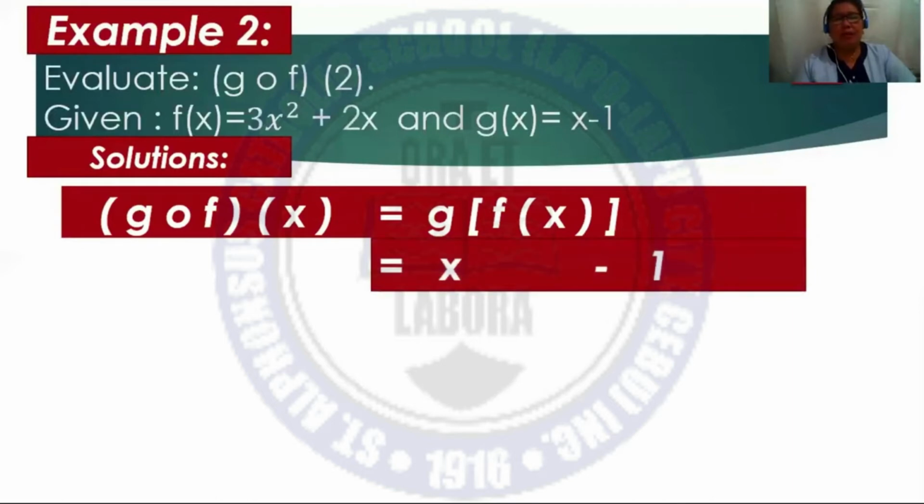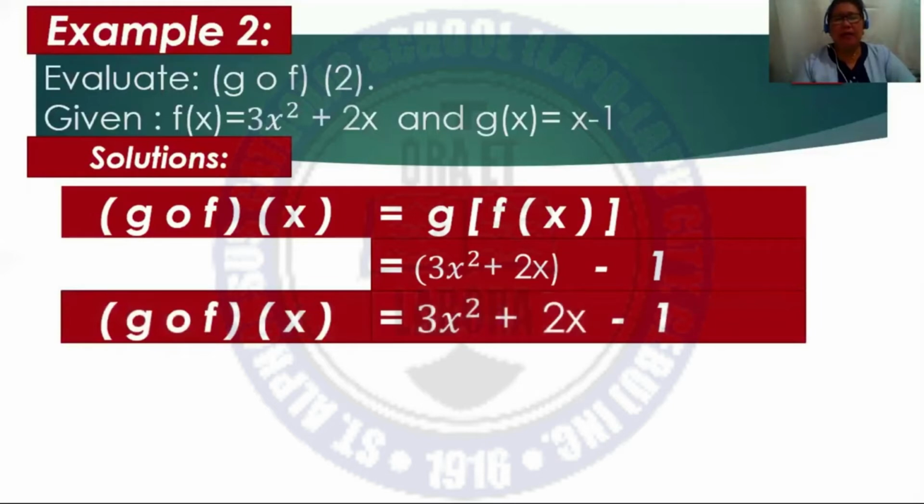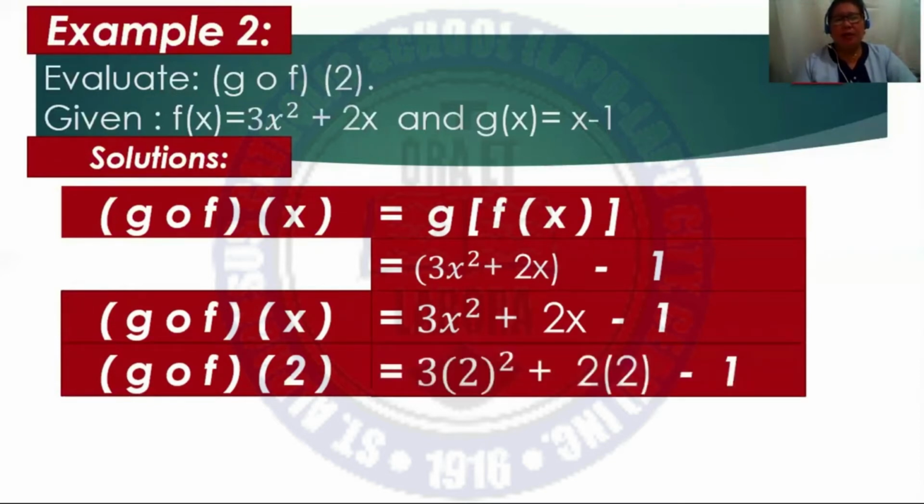So, the outer function is g. We have to follow x minus 1. Replace x by 3x squared plus 2x, and remove the parentheses. Then we will have 3x squared plus 2x minus 1. Afterwards, we're going to use the given value 2. g circle f of 2 is equal to 3 times 2 squared plus 2 times 2 minus 1.